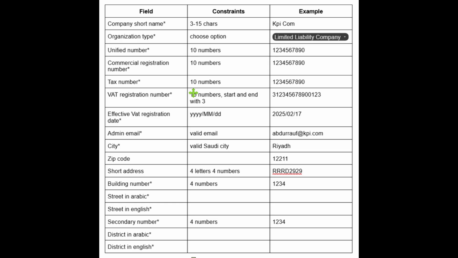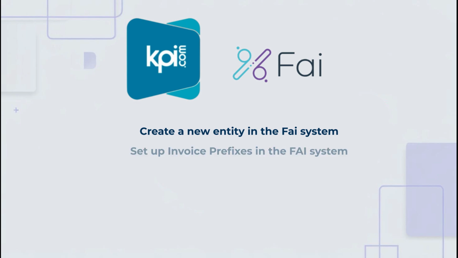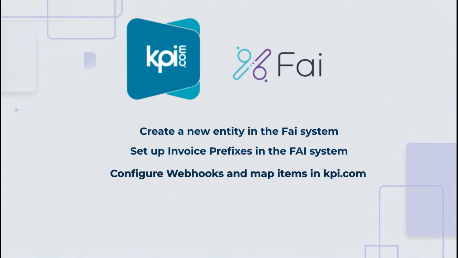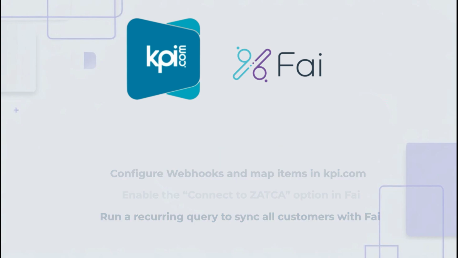While you complete your setup, our team at KPI.com will create a new entity in the FAI system, set up invoice prefixes in FAI, configure webhooks and map items, then enable the Connect to ZATCA, and run a recurring query to sync all customers with FAI.